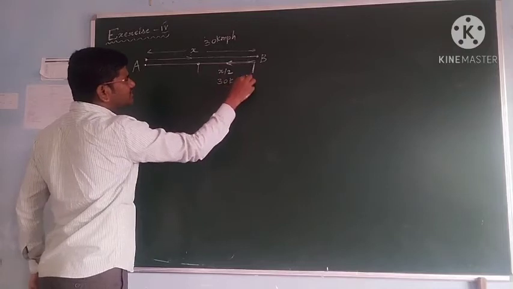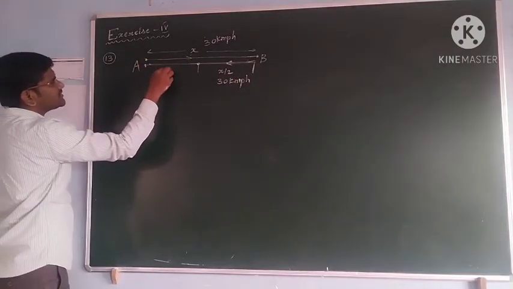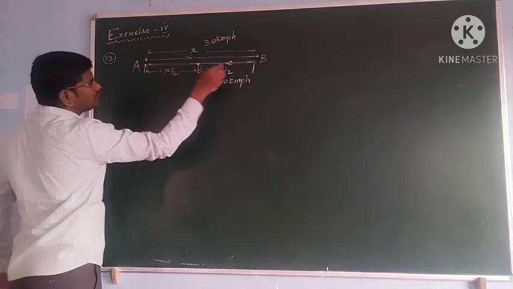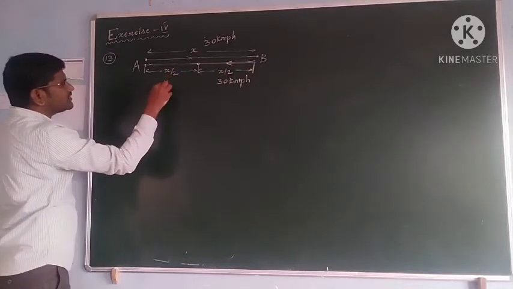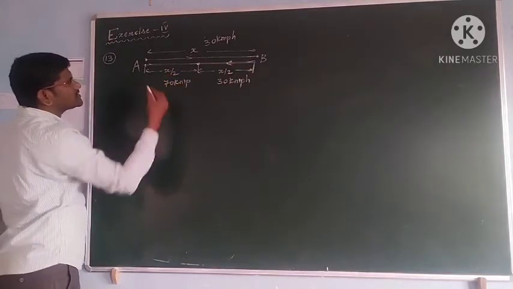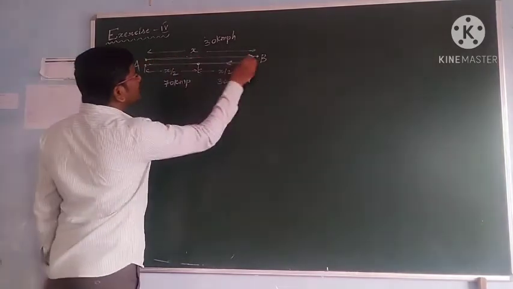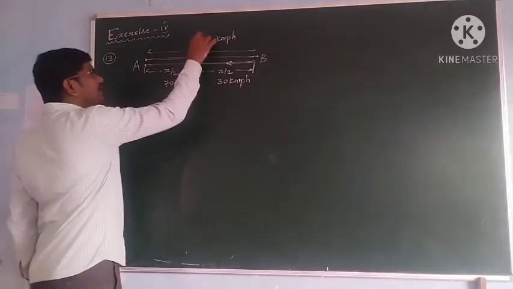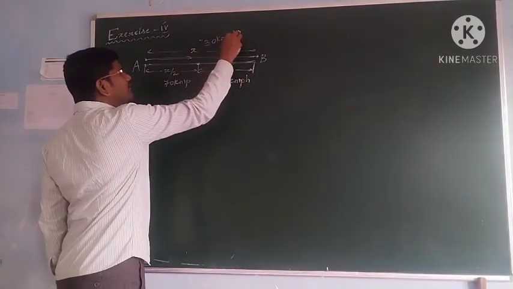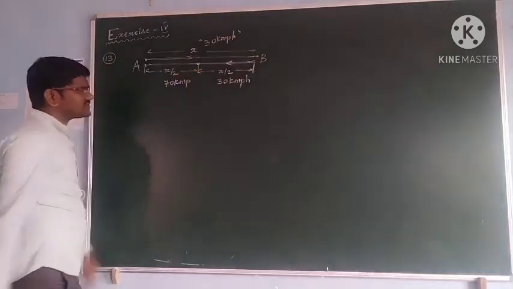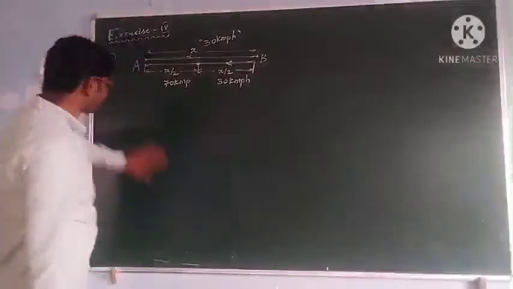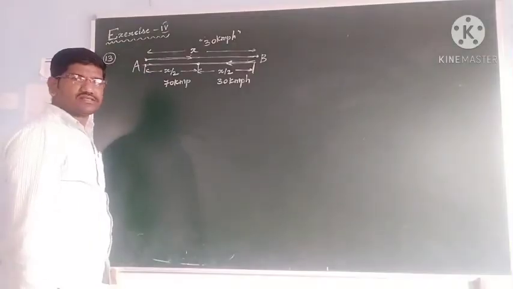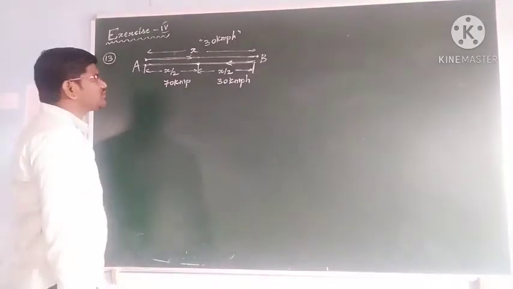And the rest half of the distance in the return journey is covered with 70 km/h. So A to B is x displacement at 30 km per hour, and B to A like this. Then find, question mark, find the average speed and average velocity in this situation.